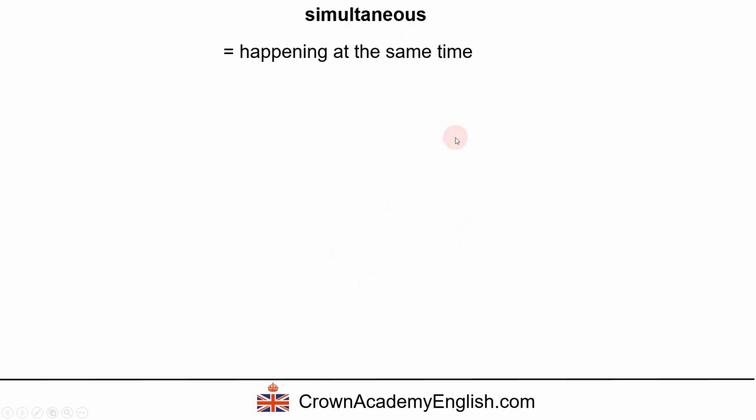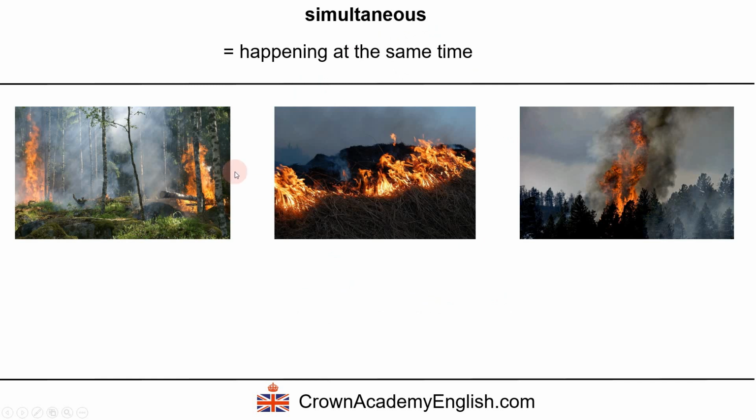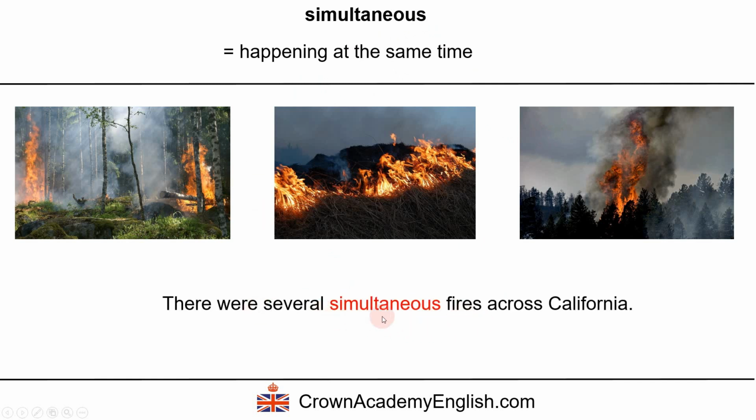Simultaneous. And this means happening at the same time. So when several things happen at the same time, we say they are simultaneous. There were several simultaneous fires across California. So there was a fire maybe in the north of California, another fire maybe in the middle of California, and another one in the south. And they were at the same time. They were simultaneous.